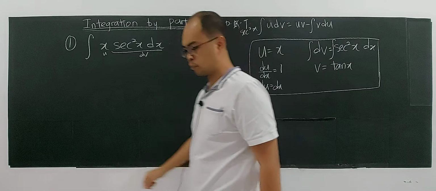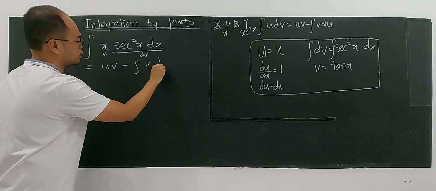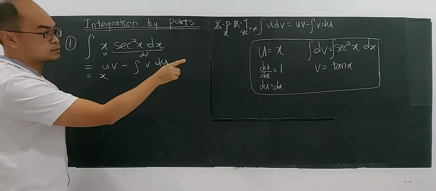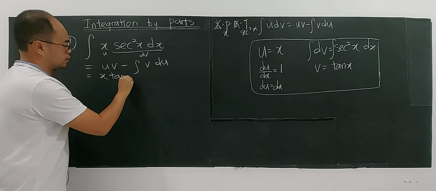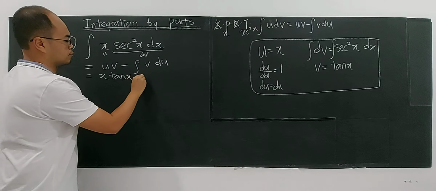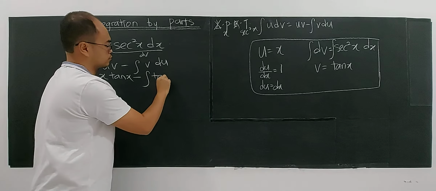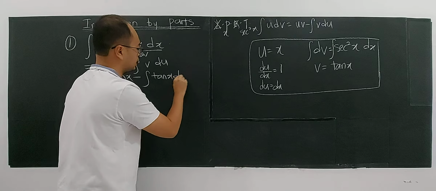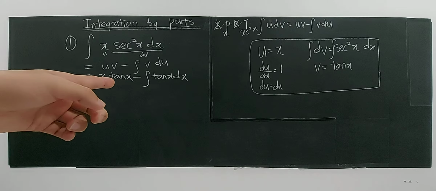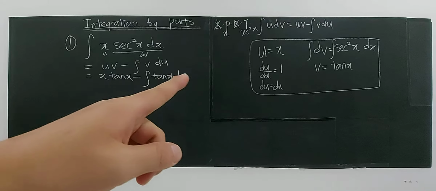So it's time to perform integration by parts, which is uv minus the integral of v du. So u is x and v is tangent x. U is x, v is tangent x, minus we integrate v, so v is tangent x and du will be dx. So after I apply integration by parts, I have uv minus the integral of v du.